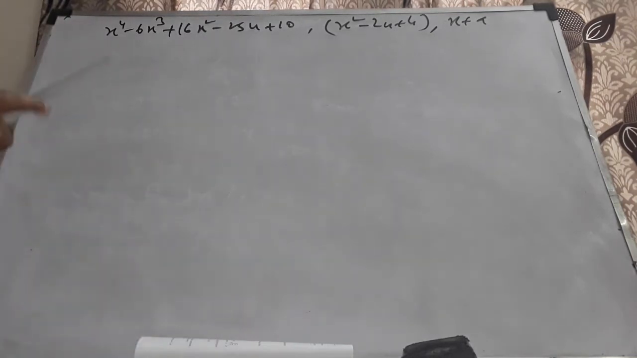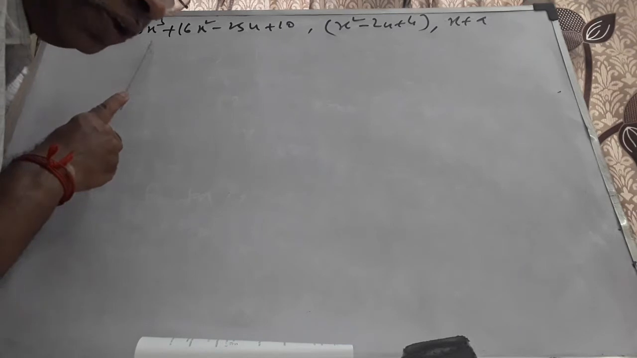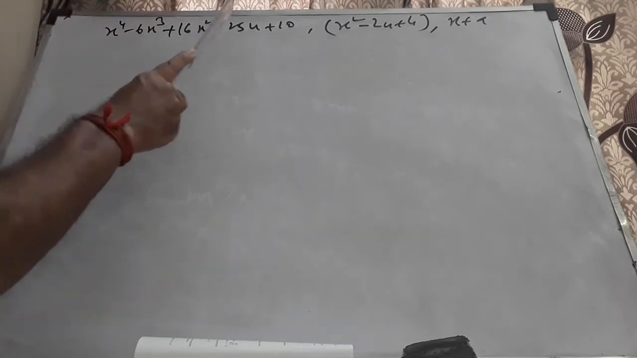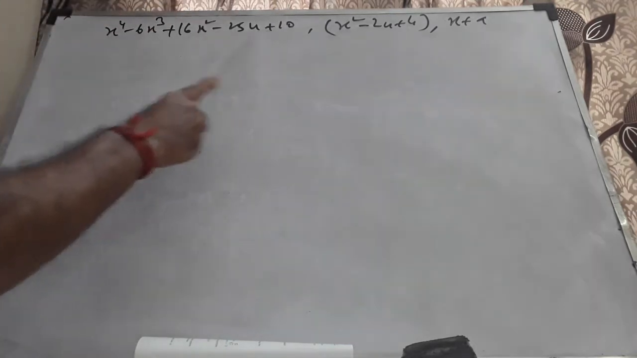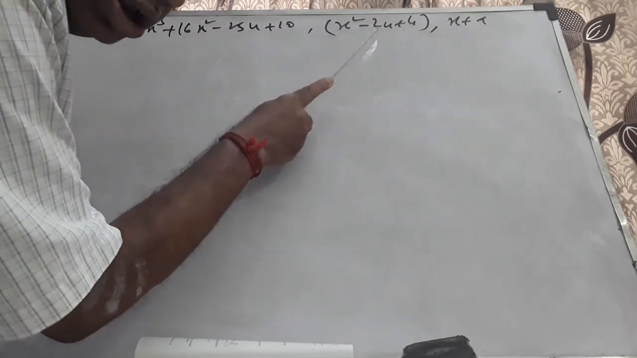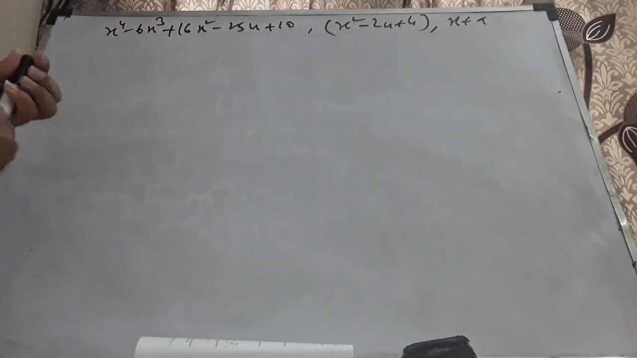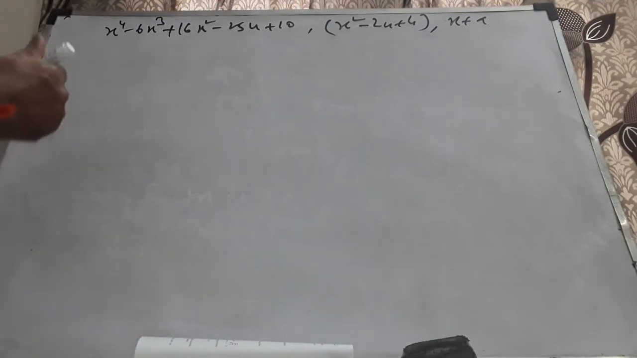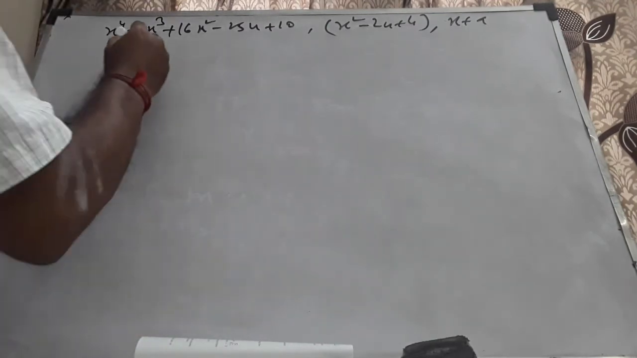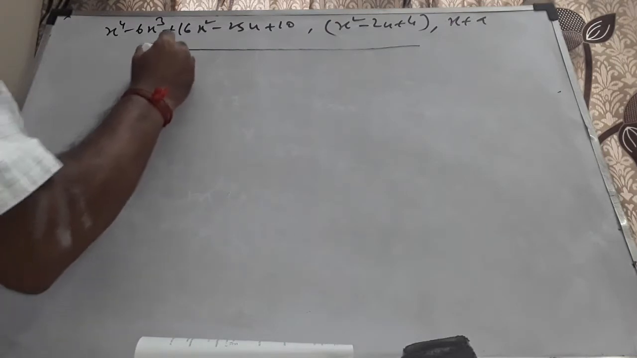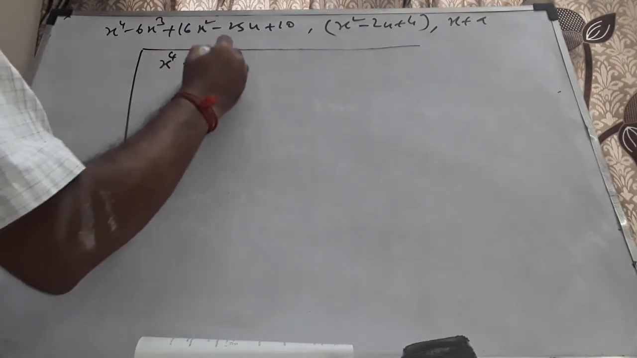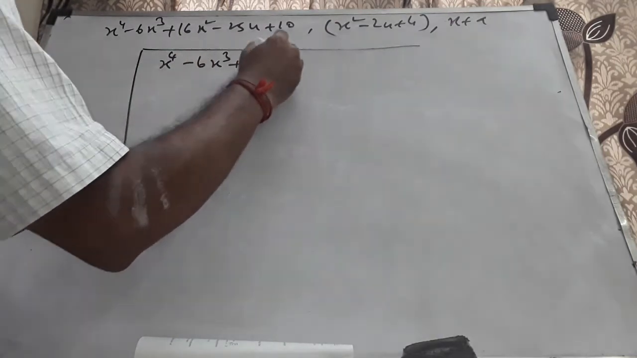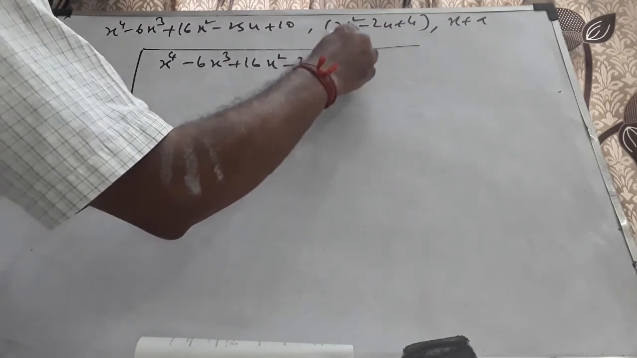I repeat, you are given x power 4 minus 6x cube plus 16x square minus 25x plus 10. This is divided by the polynomial x square minus 2x plus k, and the remainder happens to be x plus a. Then find the values of k and a. I'll do long division as usual. x power 4 minus 6x cube plus 16x square minus 25x plus 10.